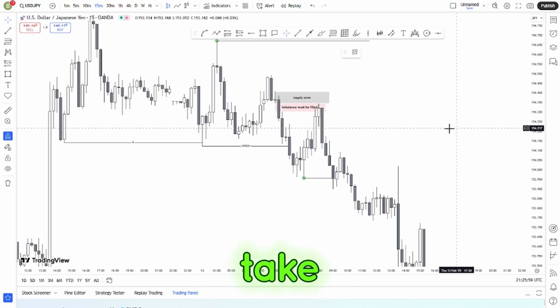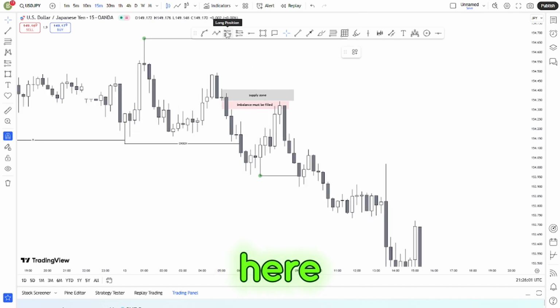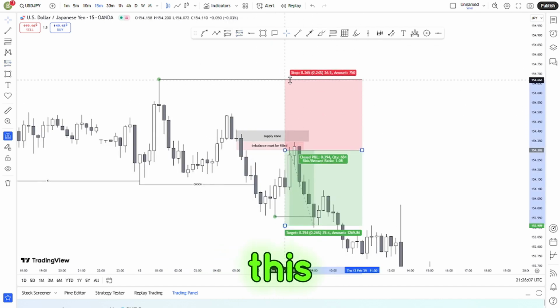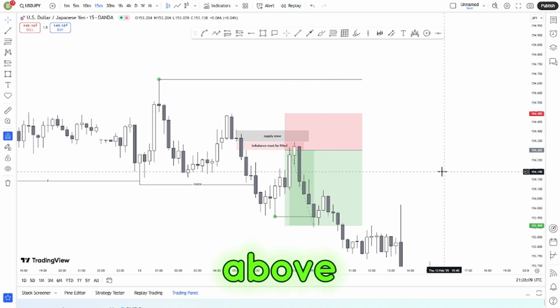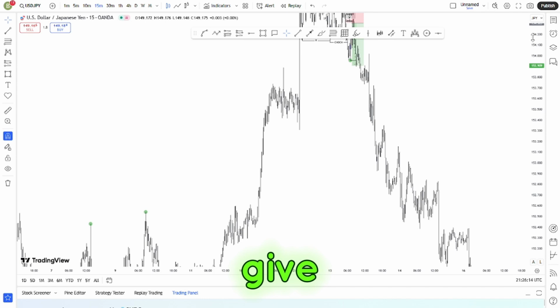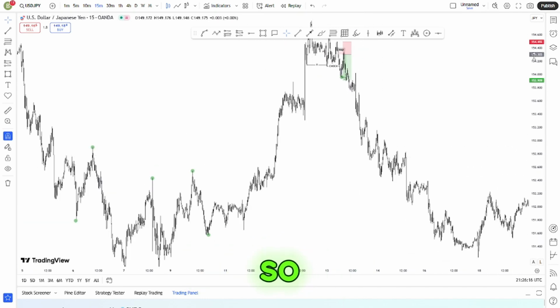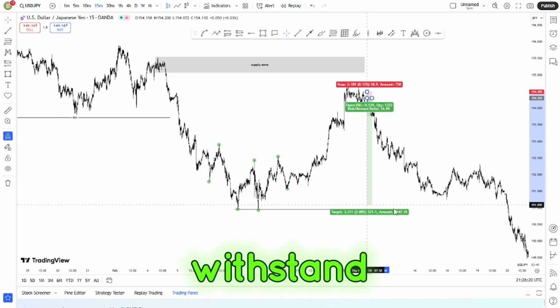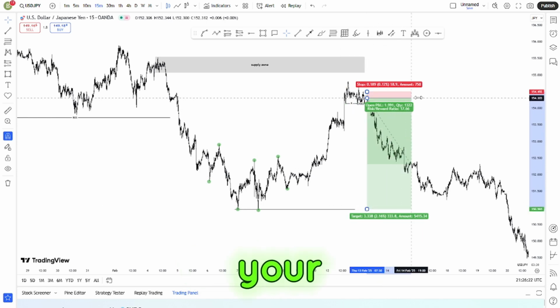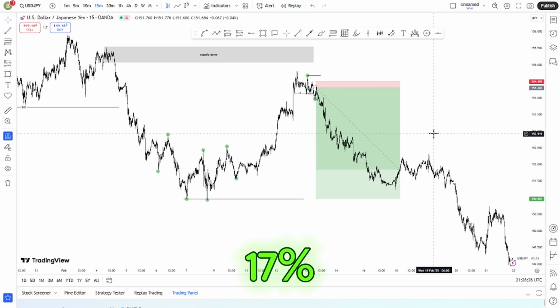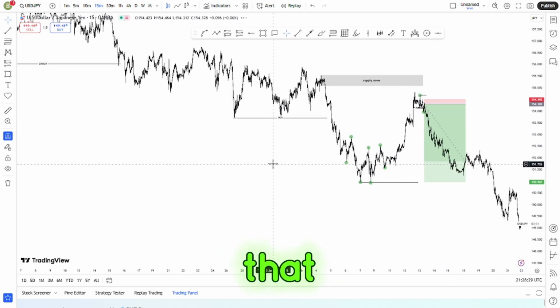And you can just take your entry just below this point, and your stop loss can be just above this area, or just above that point there. But you just need to be safe so that you can give the trade some breathing room, so that even if you are in a drawdown, you can withstand it until it goes in your direction. As you can see here, we have a 17% trade setup. Simple as that, by just using your overall order flow.